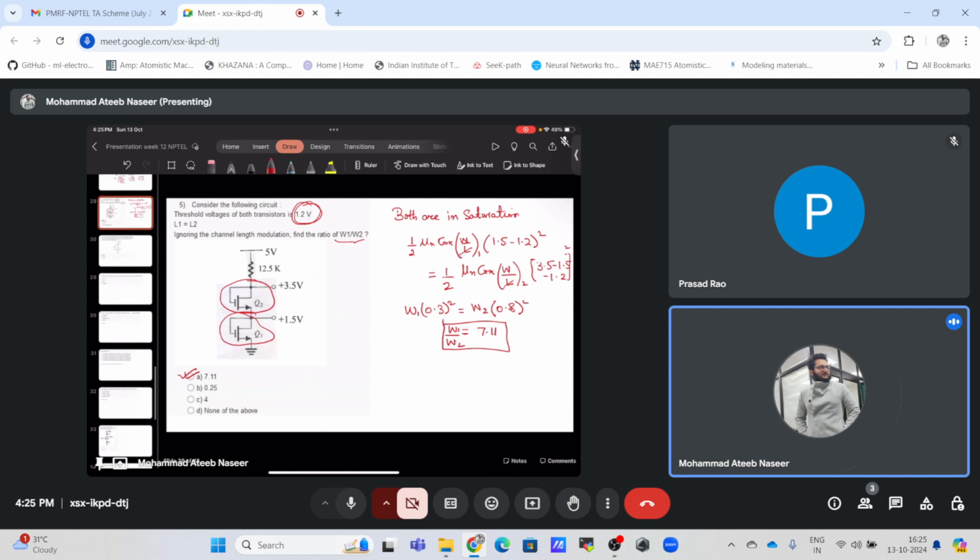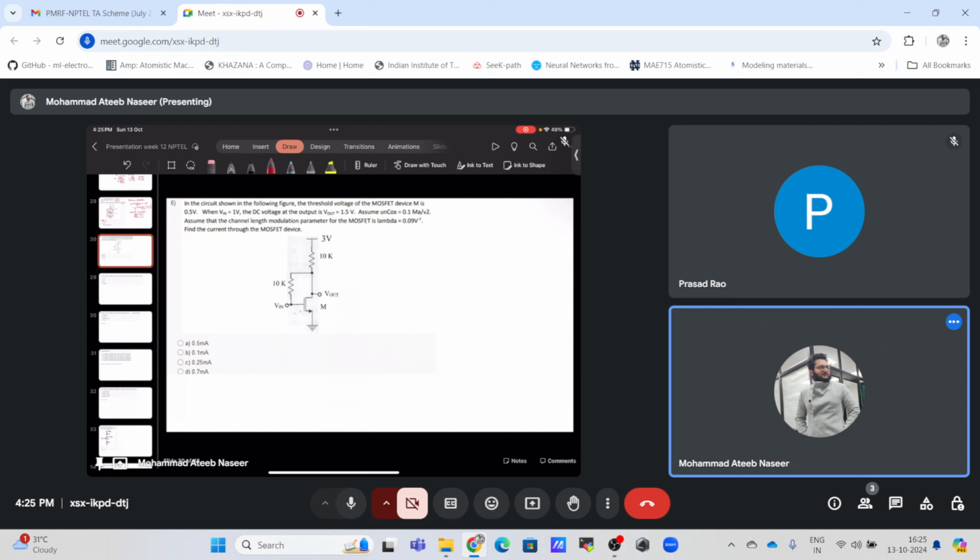So let's move to another problem, which says that we have to consider a circuit as shown in the figure, and in this figure the threshold of the device M1 is 0.5 and Vin is 1 volt, and the DC voltage at the output is 1.5, and the mu and Cox value is given to be equal to 0.1, and there are many other parameters that are given. We have to find the current through the MOSFET device.